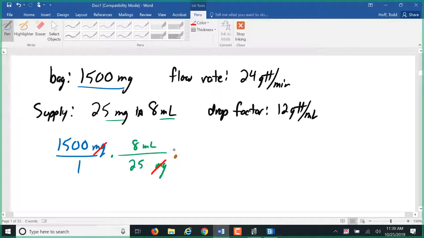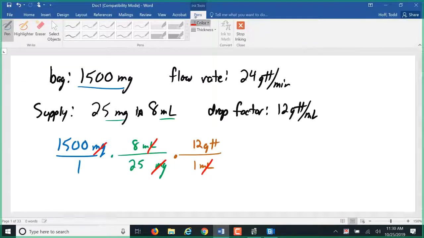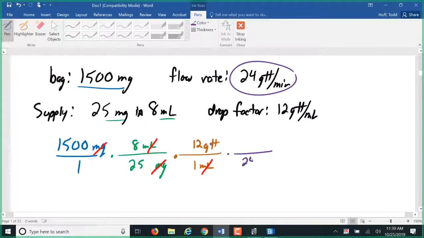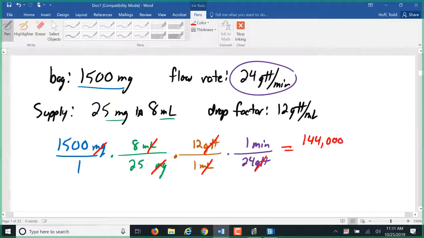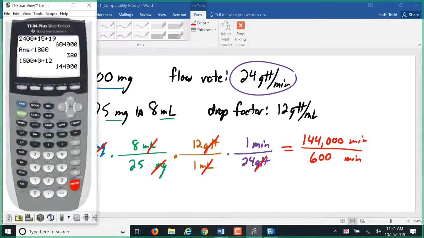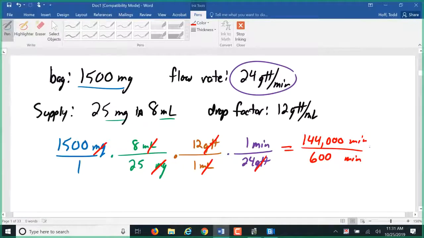We will use the drop factor. Milliliters on bottom, 12 drops on top. That cancels out the milliliters. And we have our flow rate there, 24 drops. Drops are on top here, so we have to put the 24 drops on bottom, which is equivalent to 1 minute. So our drops have canceled out. We have 1,500 times 8 times 12 on top, giving us 144,000 minutes. On bottom, we have 1 times 25 times 1 times 24, 600 minutes, giving us 240 minutes.